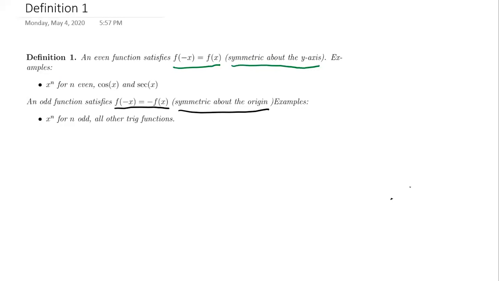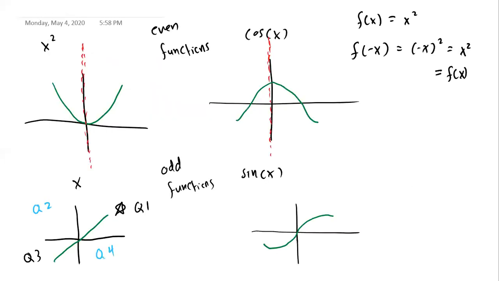So what are examples of odd functions? Well, x to the n for n odd is an odd function. And then all other trig functions. It turns out that cosine and secant are the only even functions. All other trig functions are odd. So again, we see examples. Here I graphed two odd functions. x is odd because it's x to the 1, so the exponent is odd. And then sine of x is odd because it's not cosine or secant.